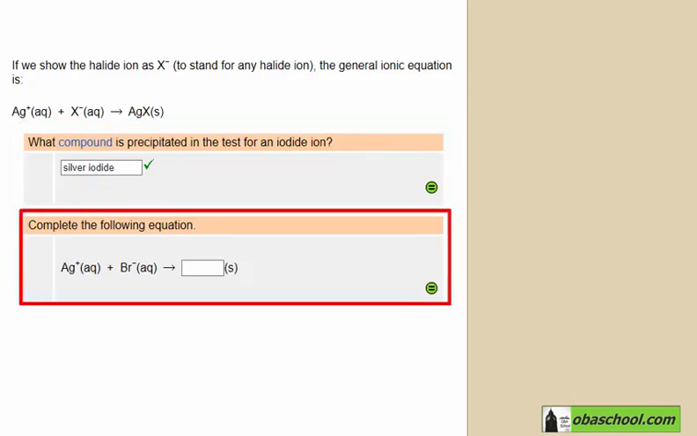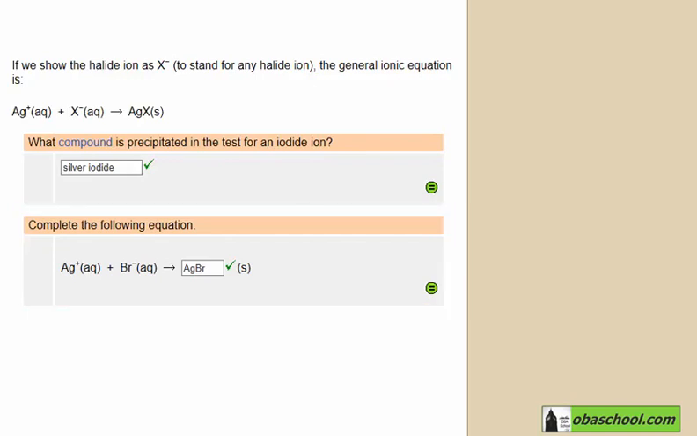Let's now complete the following equation. Ag+ and Br- will produce, so write the compound of this precipitate. So the precipitate is silver bromide, AgBr, which has a cream color.